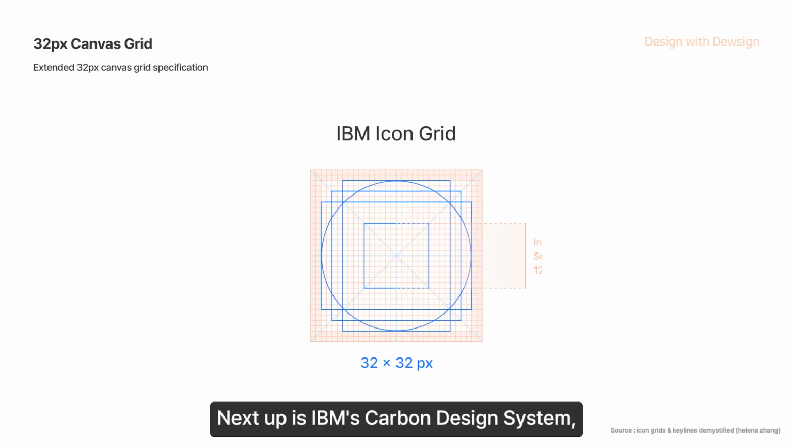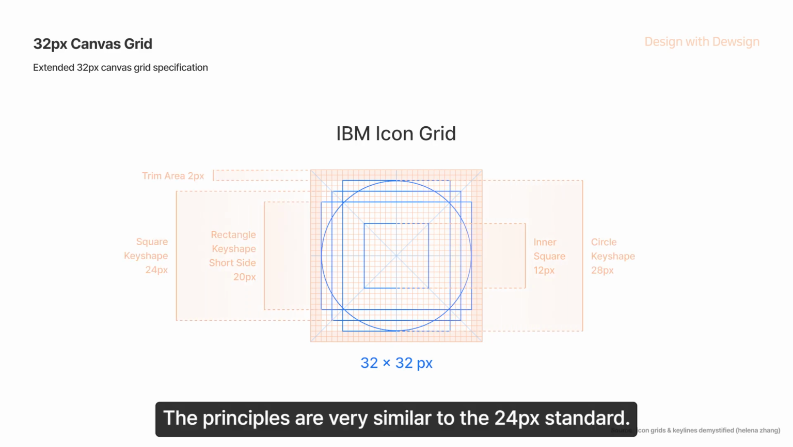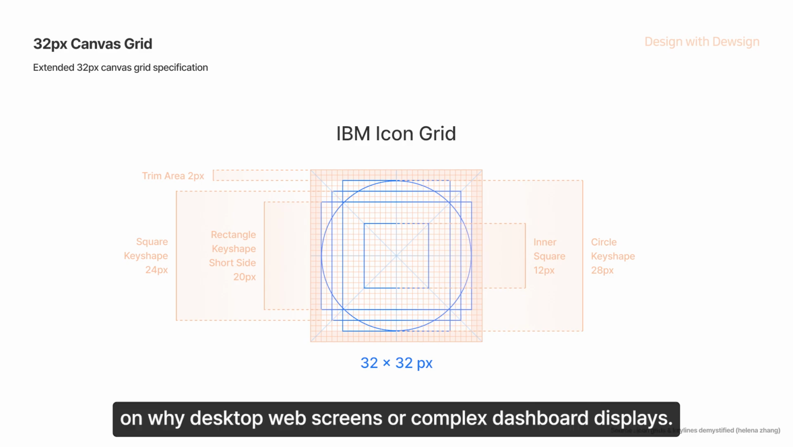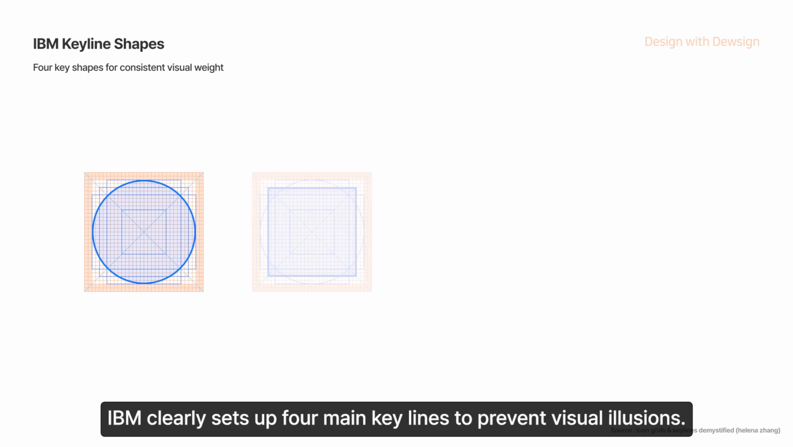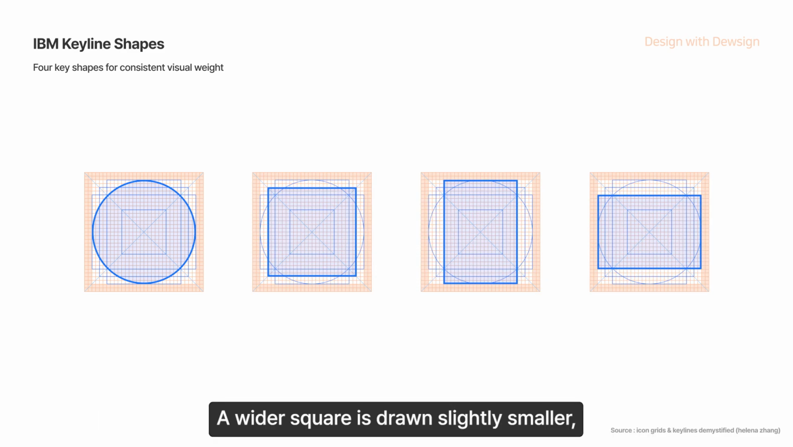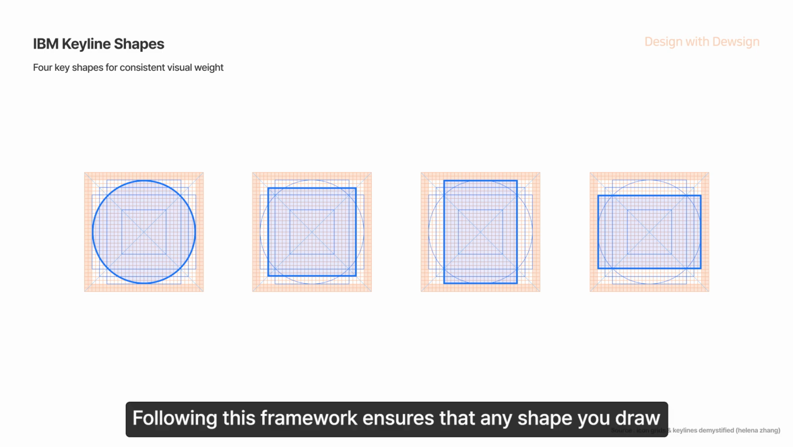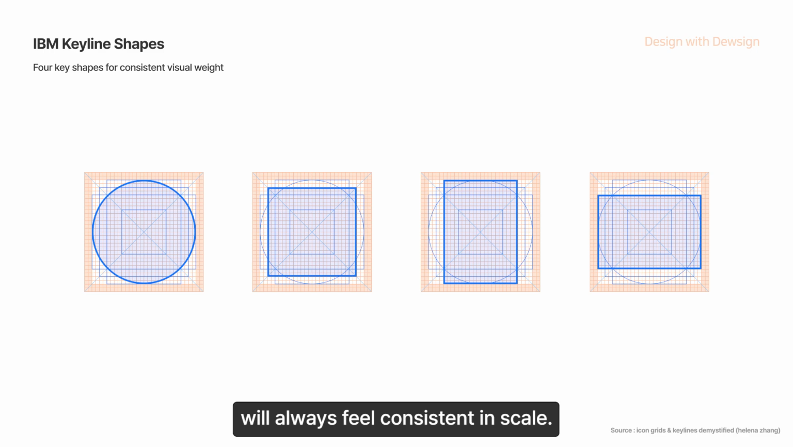Next up is IBM's Carbon design system, which uses a 32-pixel canvas. The principles are very similar to the 24-pixel standard. However, it's chosen to give a sharper, cleaner density on wide desktop web screens or complex dashboard displays. IBM clearly sets up four main key lines to prevent visual illusions. A wider square is drawn slightly smaller, while circles and horizontal or vertical rectangles are adjusted to look visually identical in size. Following this framework ensures that any shape you draw will always feel consistent in scale.